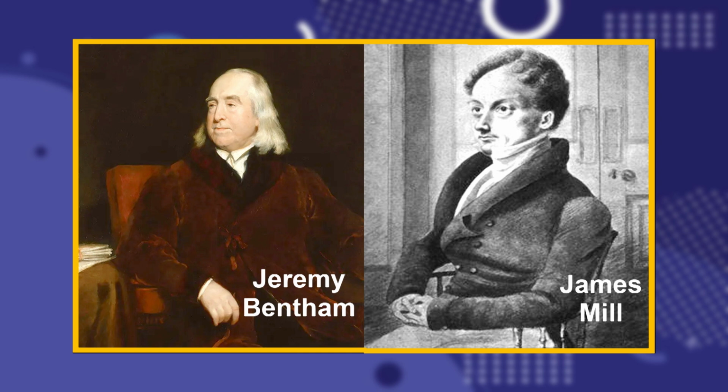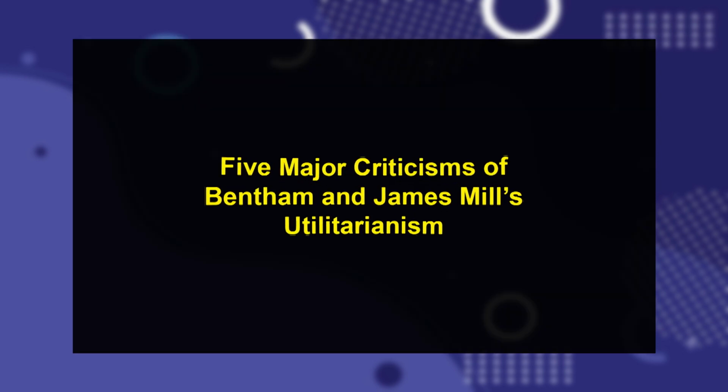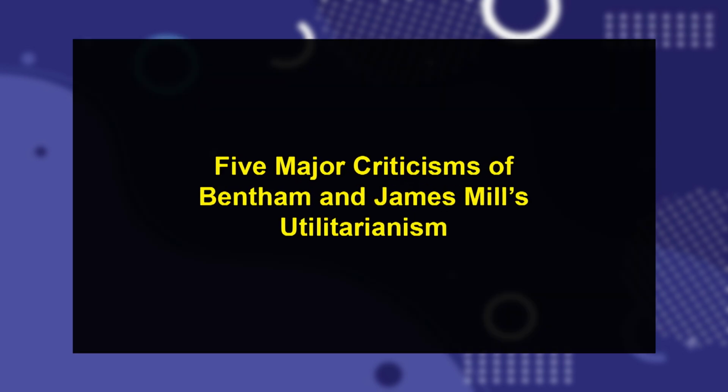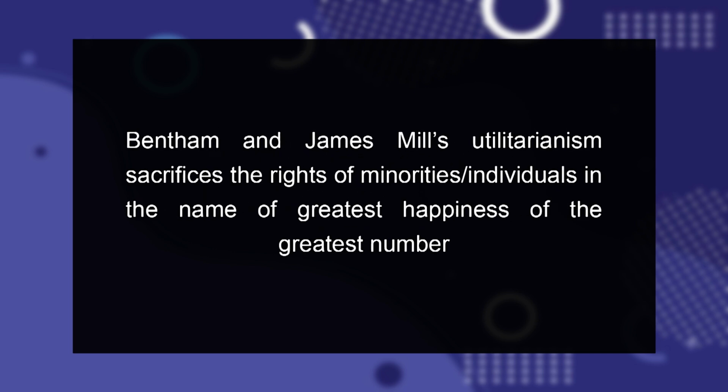There have been several criticisms of utilitarian notions championed by Bentham and JS Mill. Let us examine 5 major criticisms of Bentham and JS Mill's utilitarianism. It is argued that Bentham and JS Mill's utilitarianism sacrifices the rights of minorities or individuals in the name of the greatest happiness of the greatest number. In fact, potentially any crime can be justified if it increases net social utility.